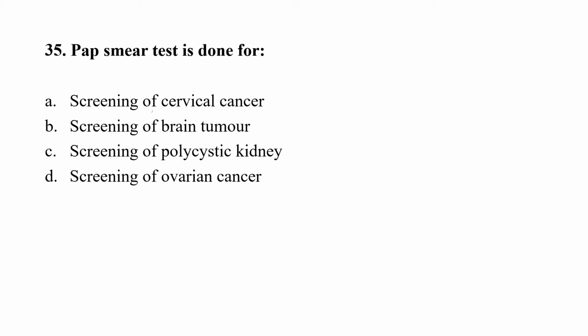Question number 35. Pap smear test is done for option A, screening of cervical cancer; option B, screening of brain tumor; option C, screening of polycystic kidney; option D, screening of ovarian cancer. The correct option here is option A, that is screening of cervical cancer.